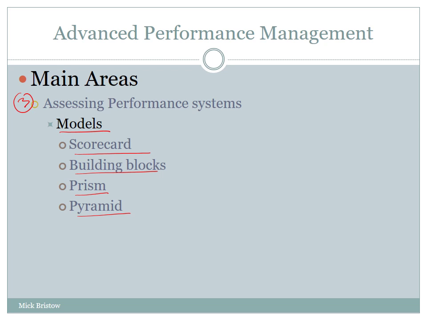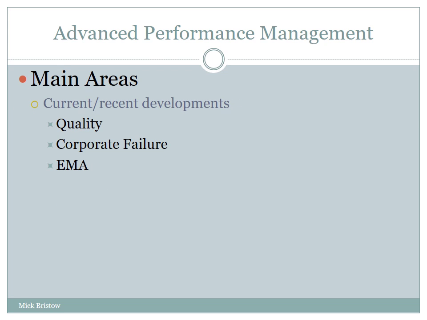or if we're asked to assess the performance system itself. Now, there's a part at the end of the syllabus around what is called current or recent developments. Looking at things like quality, TQM, JIT, Kaizen costing, Six Sigma, a number of quality systems we can use to help us improve performance, corporate failure, looking at a couple of models, and then areas like environmental management accounting.